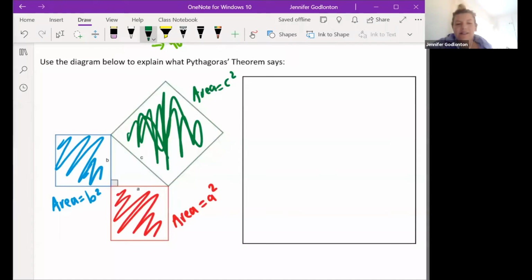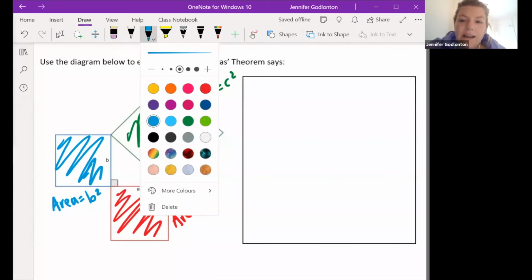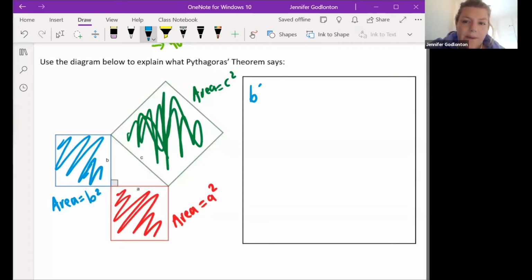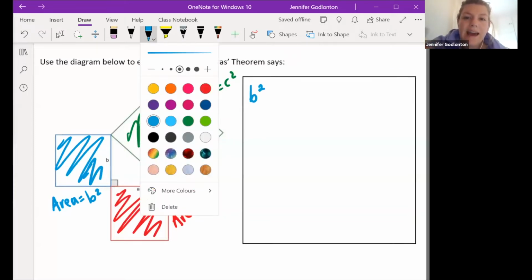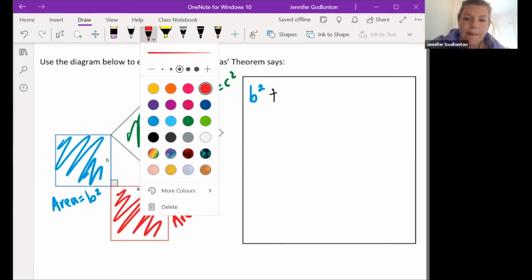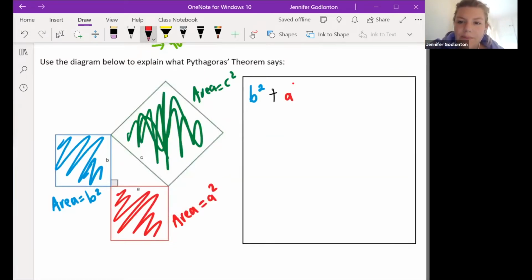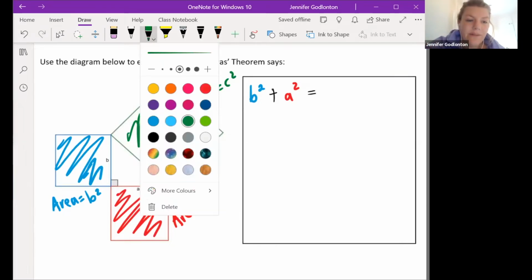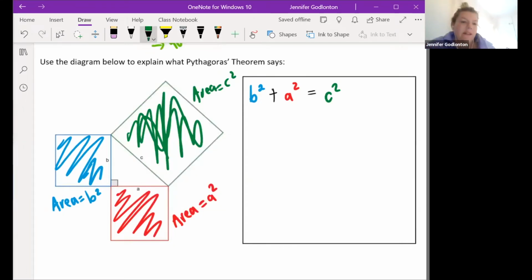So Pythagoras' theorem is saying that if we take our blue one and we add our red one, we would get the same number as our green one. So his theorem is saying that if we had B squared, and we added A squared, we would get C squared. This is Pythagoras' theorem. That's all it stands for.